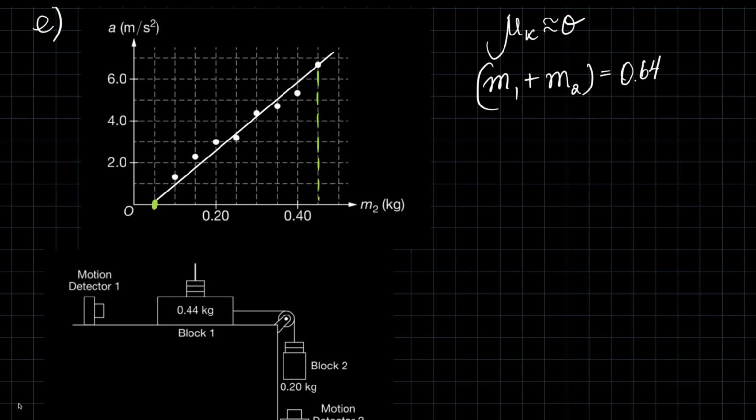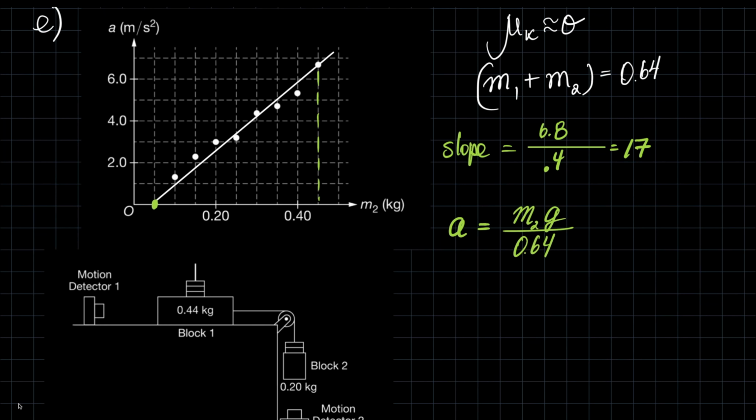They always give you a range of acceptable values. So depending upon how you draw your line of best fit, so long as it looks like a line of best fit, you'll be fine. I'm going to find the slope. So acceleration for our system is going to be m2 times g over 0.64, which is the total mass. This graph is a versus m2, right? So I can rewrite this as g over 0.64 times m2.